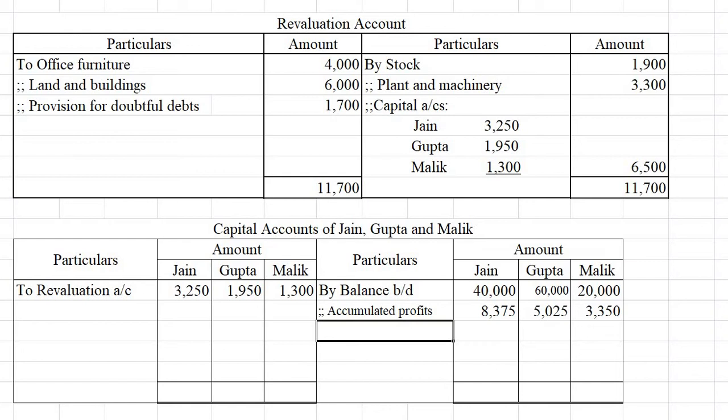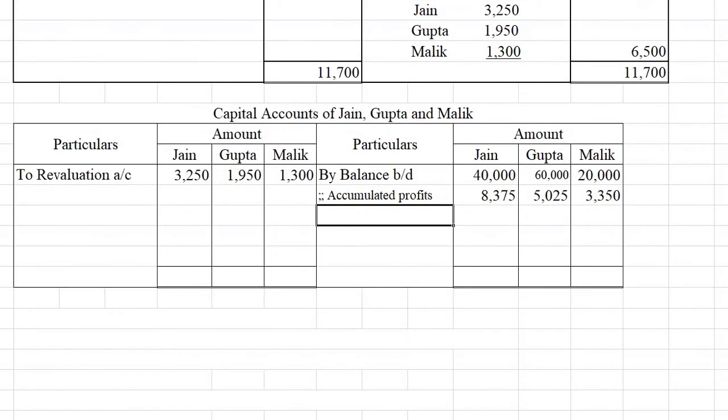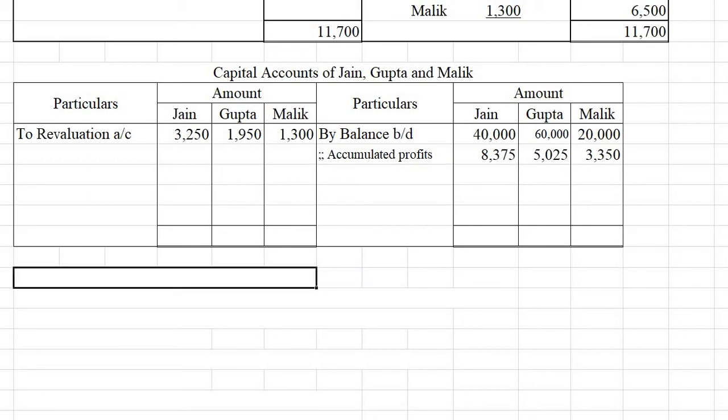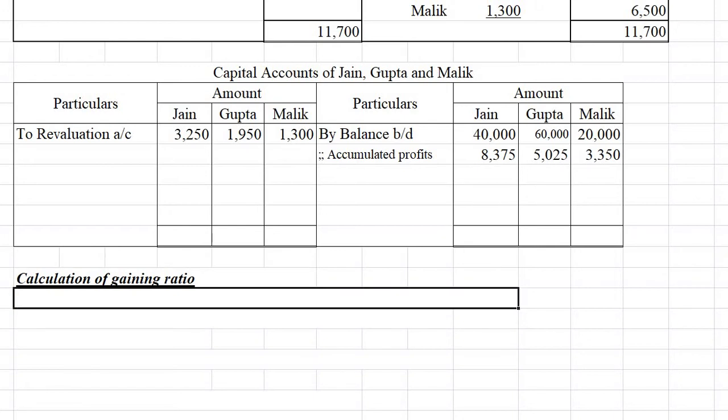So goodwill is directly given here. We have to find Malik's share of goodwill, and that will be paid by the remaining partners in their gaining ratio. So what we have to write first? We have to find out the gaining ratio. So gaining ratio we can calculate here. We have given the old ratio and new ratio. Yes. So gaining ratio is equal to new ratio minus old ratio. So that equation we can write here.